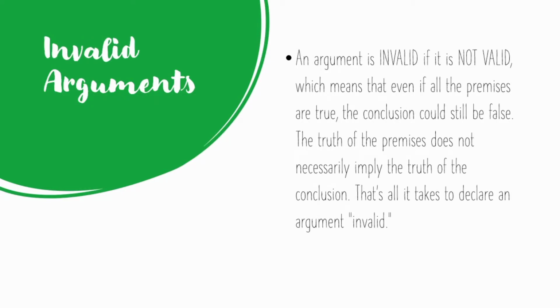Invalid arguments. An argument is invalid if it is not valid, which means that even if all the premises are true, the conclusion could still be false. The truth of the premises does not necessarily imply the truth of the conclusion. That's all it takes to declare an argument invalid.